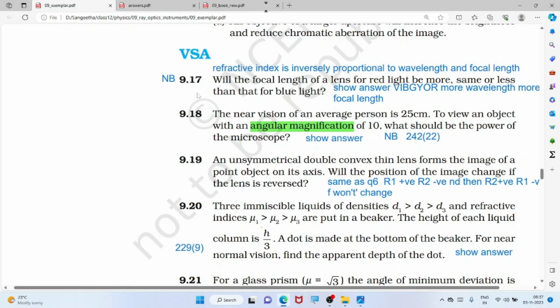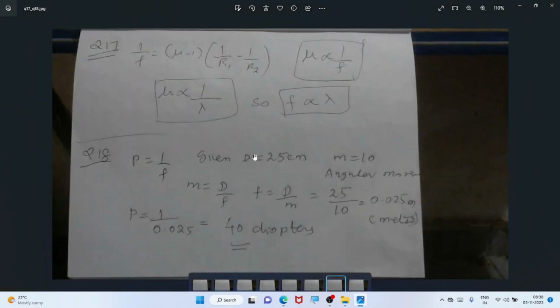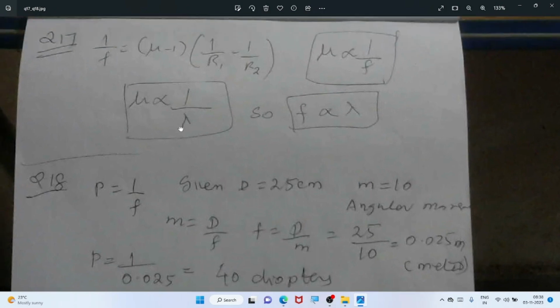Okay, so more wavelength means more focal length. The focal length is directly proportional to the wavelength. See, based on this formula, refractive index is inversely proportional to the focal length.